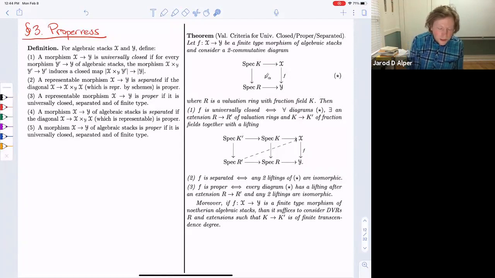The one notion that's easy to define is universally closed. You say a morphism is universally closed if every base change induces a closed map on topological spaces. This is just like with schemes. Then we define a representable morphism to be separated if the diagonal is proper. So this is sort of like a recursive definition: we want to define separatedness using the diagonal being proper, but we haven't defined properness. So we restrict here to representable morphisms, because then we know that the diagonal is representable by schemes, and so we know what it means to be proper. Then we define a representable morphism to be proper if it's universally closed, separated and of finite type. And then, bootstrapping that, we can define arbitrary morphisms to be separated and proper in a similar way.